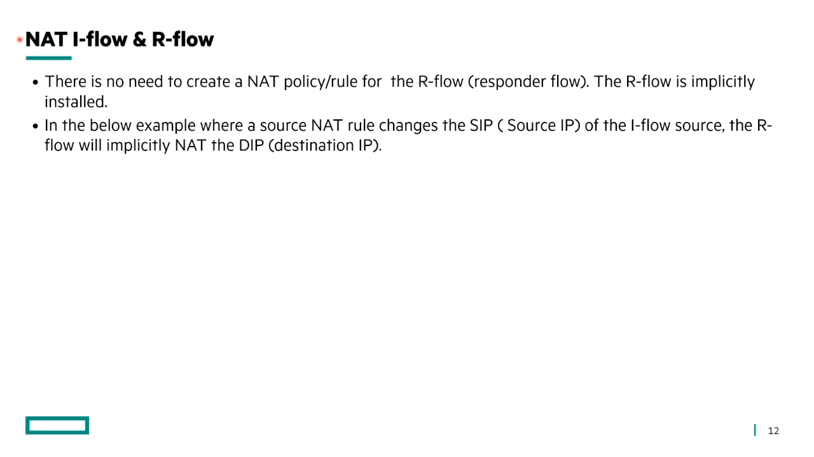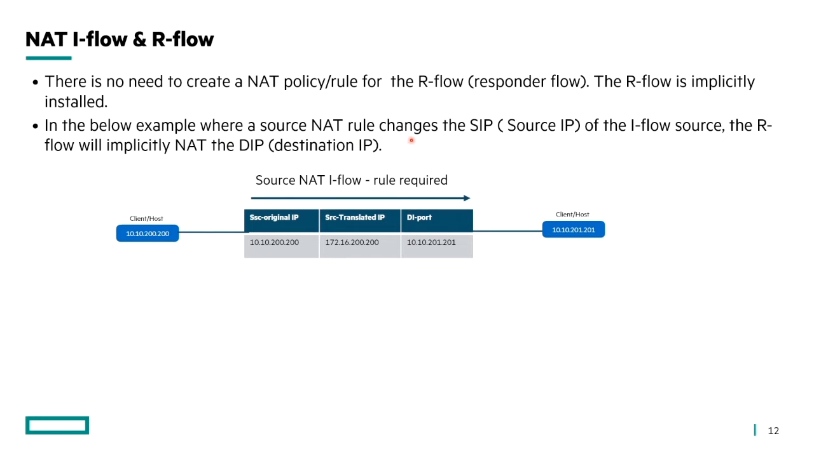I need to mention a little bit about NAT iFlow and rFlow. This behavior is consistent across all rules policy engines in the CX10K. There is no need to create a NAT policy rule for the rFlow. This is the responder flow. The rFlow is implicitly installed when you create the iFlow rule. So in the below example, which I'm about to bring up now, the source NAT rule changes the source IP address of the iFlow source. The rFlow will implicitly be NATed to the destination IP address.